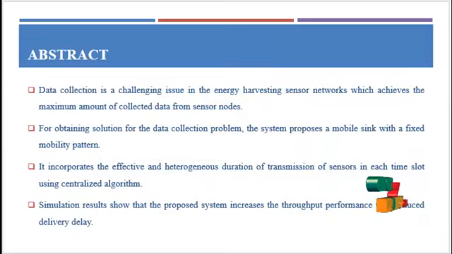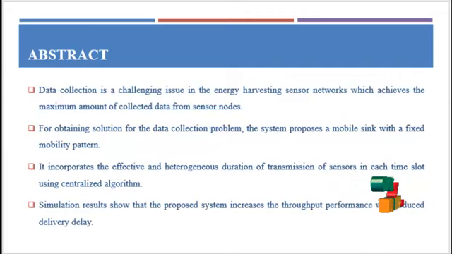Our project title: Maximizing Data Collection Throughput on a Path in Energy Harvesting Sensor Networks using a mobile sync. Let's see the abstract. In general, in energy harvesting wireless sensor networks, maximizing the data collection throughput is one of the most challenging issues. Hence, in this project, we consider the problem of data collection on a pre-specified path using a mobile sync which has a fixed mobility pattern.